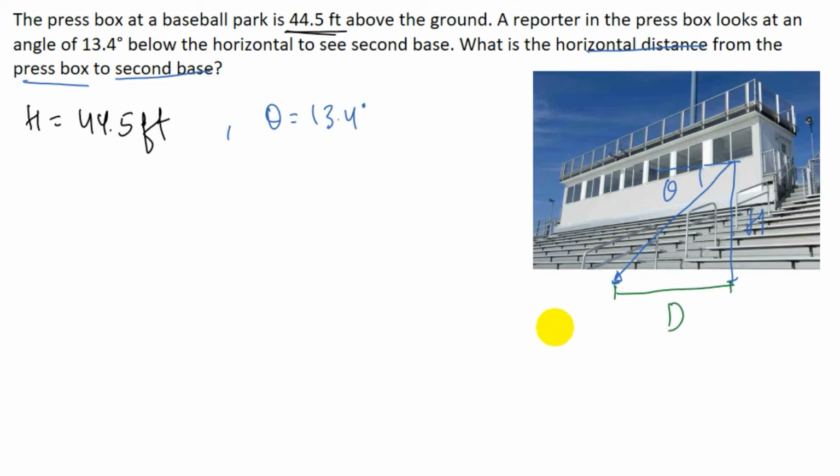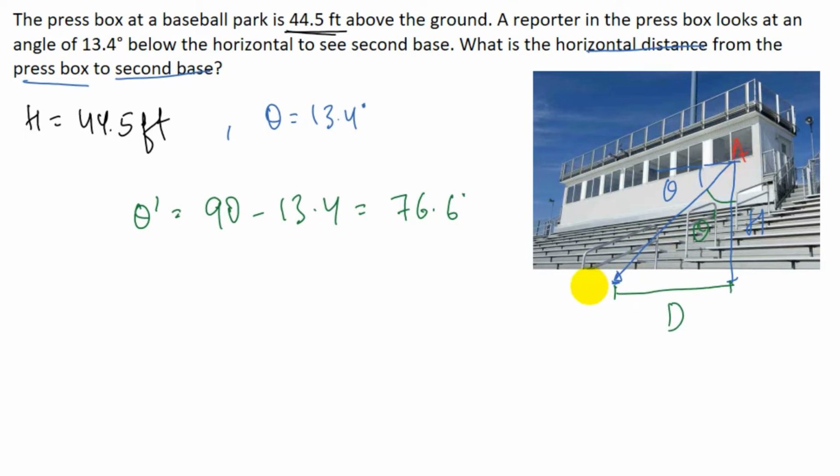Now this question is pretty simple. Before watching the solution, you can try on your own. So if this angle is theta, this angle would be 90 minus theta. Let it be theta dash. So theta dash would be 90 minus theta, which is 13.4, that is equal to 76.6 degrees.